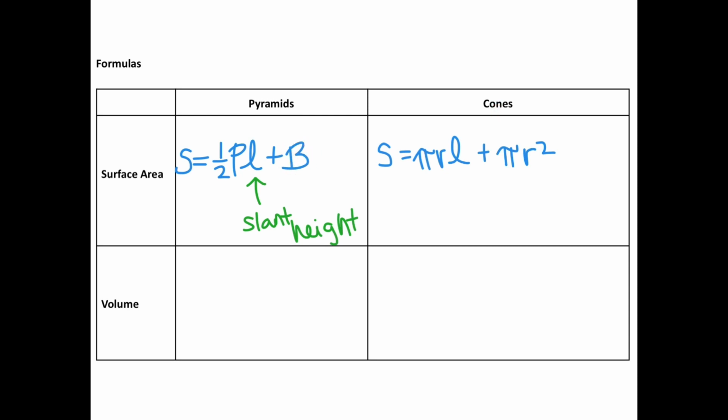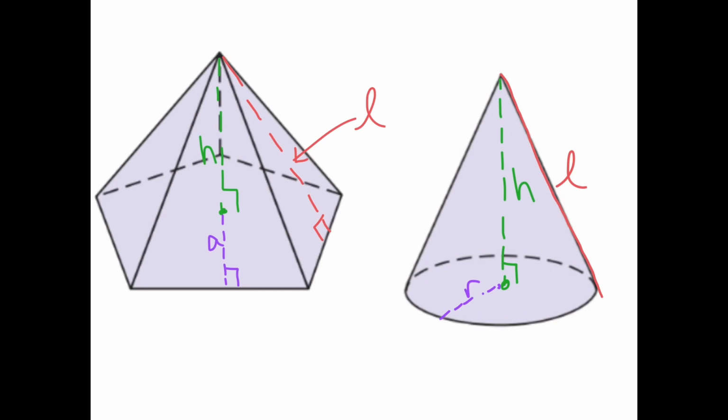The cones have a surface area formula of pi times the radius times L, still this slant height, which we'll take a look at in a second, plus pi r squared. All right, let's take a closer look at the slant height. I have an example of a pentagonal pyramid and a cone.